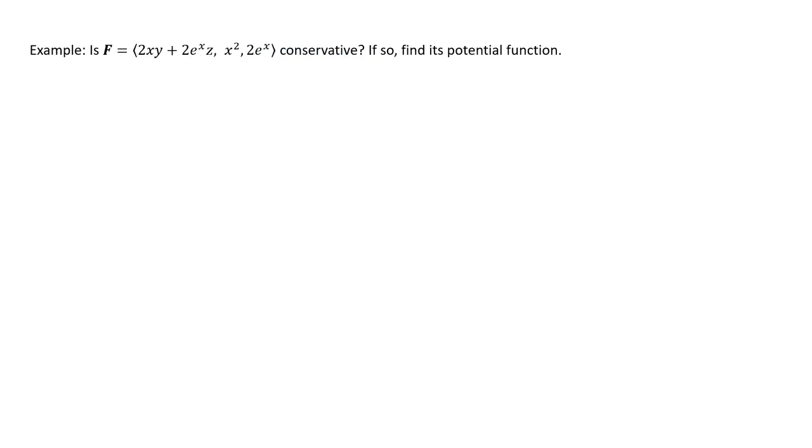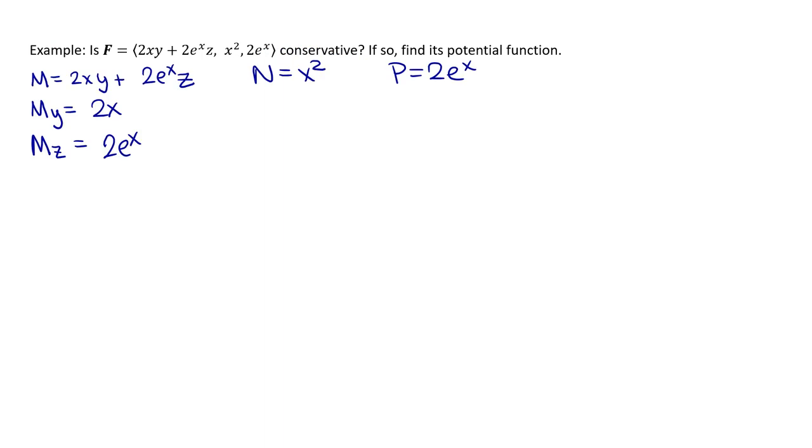So is the following vector field conservative? If so, find its potential function. So the x component is this 2xy plus 2e to the x z. That's my x component. And so to help me with the test, I just went ahead and found its derivative with respect to y and z. So with respect to the other variables. So derivative with respect to y would just be 2x. Derivative with respect to z is 2e to the x.